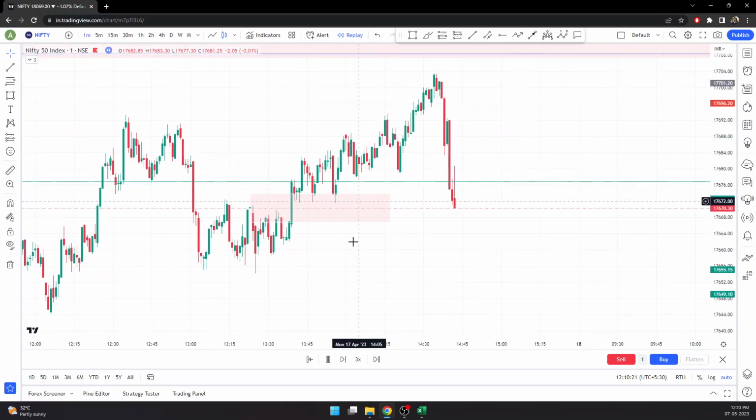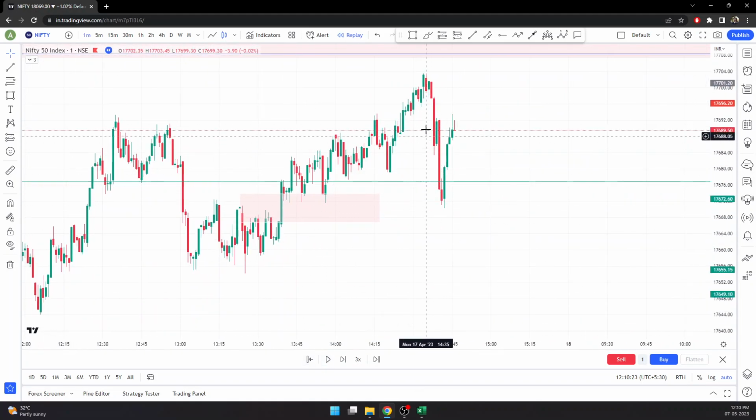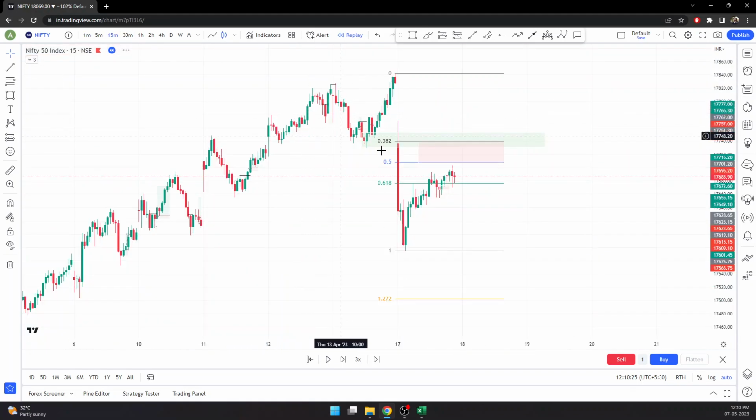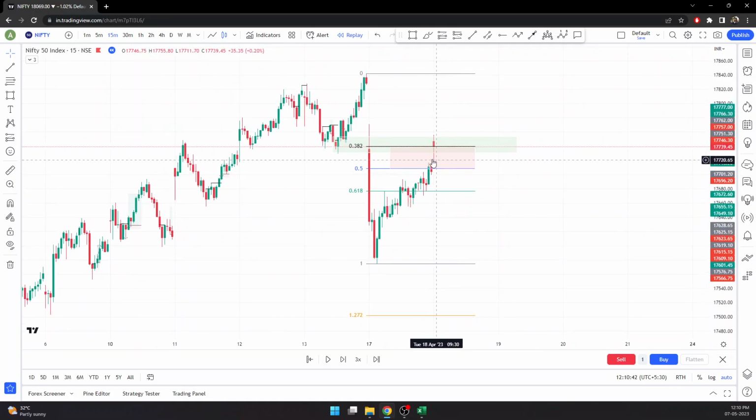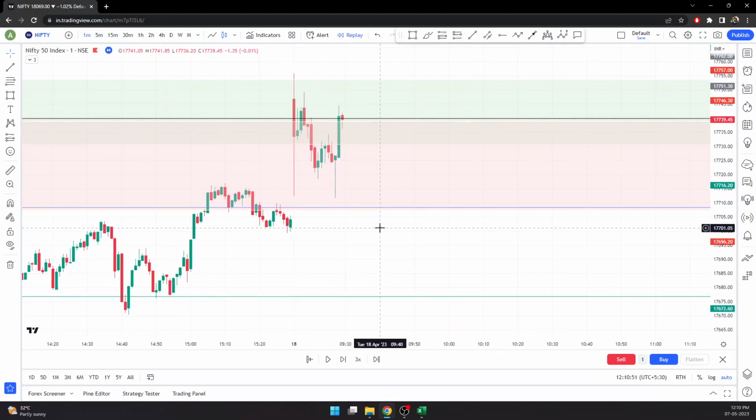Coming back is after 2 p.m., so will not be taking any trades here. Let's see what happens. Yes, we do see it coming back to this gap area. Maybe try to fill the gap, but it has already crossed this premium level, or it is inside the premium level. So let's see what type of trades we get.